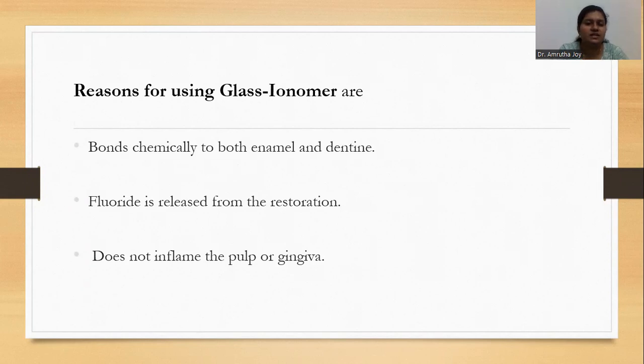And the reason for using glass ionomer cement is that the cement chemically bonds to the tooth structure, that is both enamel and dentin. So conventional cavity preparation steps are avoided and fluoride is released from the glass ionomer restoration. This released fluoride will prevent further progress or development of caries. And glass ionomer cement does not inflame or irritate the pulp or gingiva.